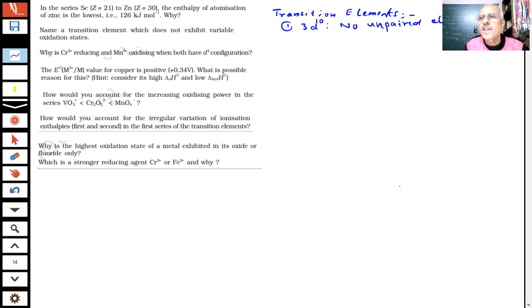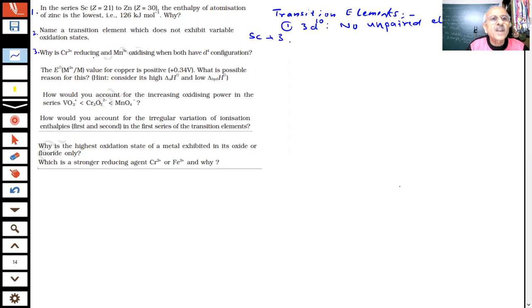See, when we do question answers, we know what words to be used at what point. The enthalpy of atomization is very much dependent on the number of unpaired electrons. With an increase in the number of unpaired electrons, it increases because the metallic bonding increases. That was the idea. Name the transition element which does not exhibit variable oxidation state. It is scandium. Scandium only has +3.